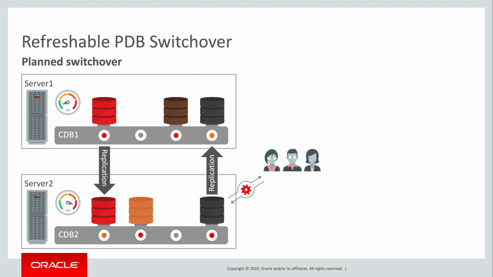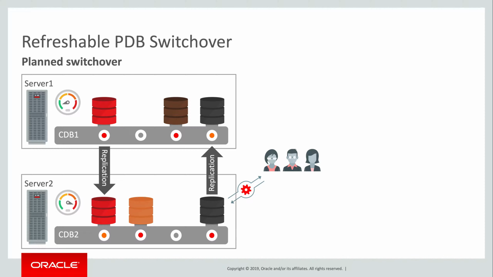Now we come to the Refreshable PDB Switchover capability. There are several ways in which this can be very useful. For example, planned switchovers can be very helpful for load balancing. These resource meters show uneven load distribution between the 2 servers.